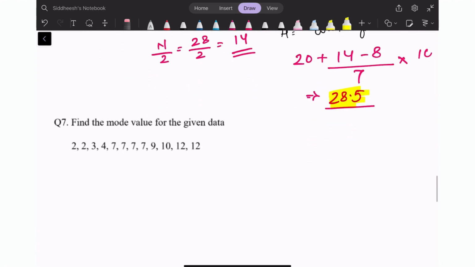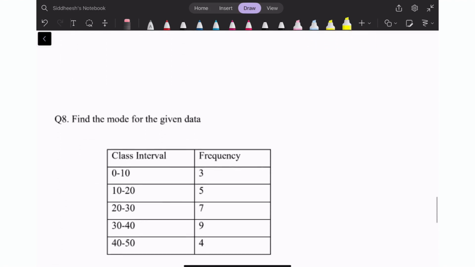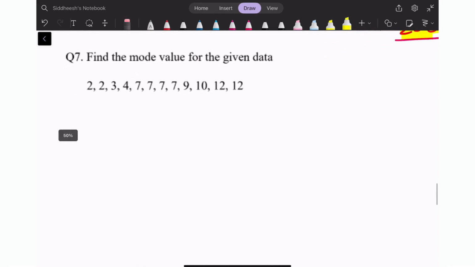Now let's solve for the mode. For the mode part, we are having simple mode and the mode for the class intervals as well. Now how to find the mode?